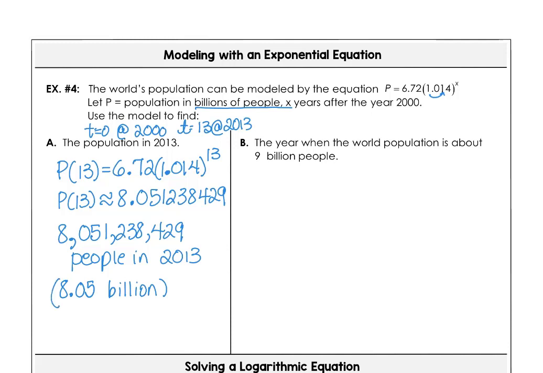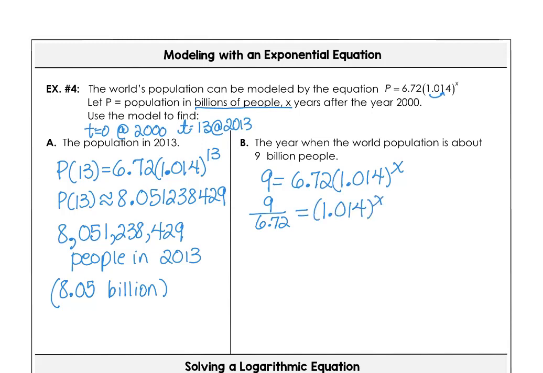In part B, the year when the world population is about 9 billion, we could do this one of 2 ways, either graphically or algebraically. I'm going to model algebraically by saying I want the intersection where 9 is equal to this power equation, 6.72 times 1.014 to the x. So to solve for x, first we would isolate the term that has the variable, and I could do that if we divided both sides by 6.72.